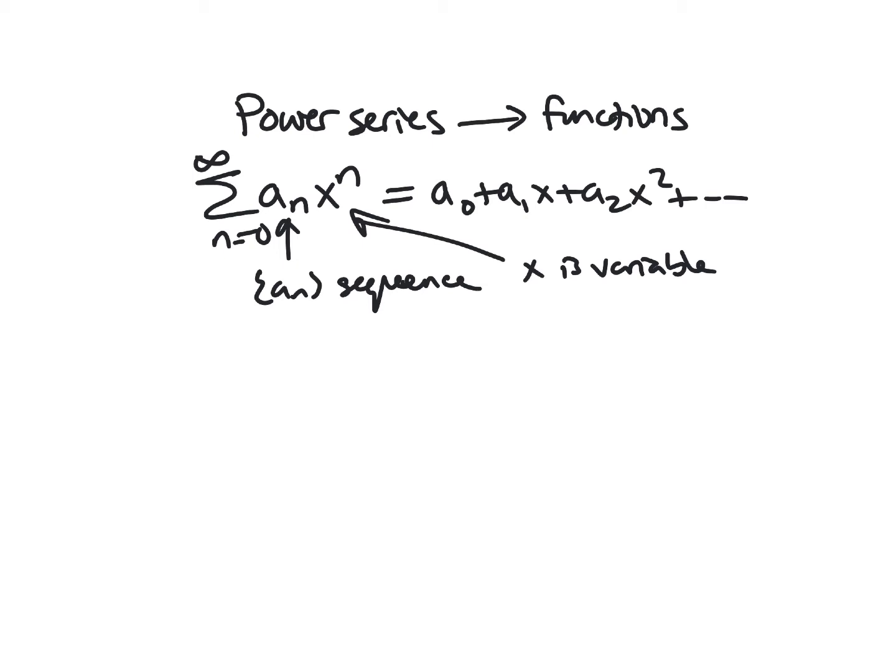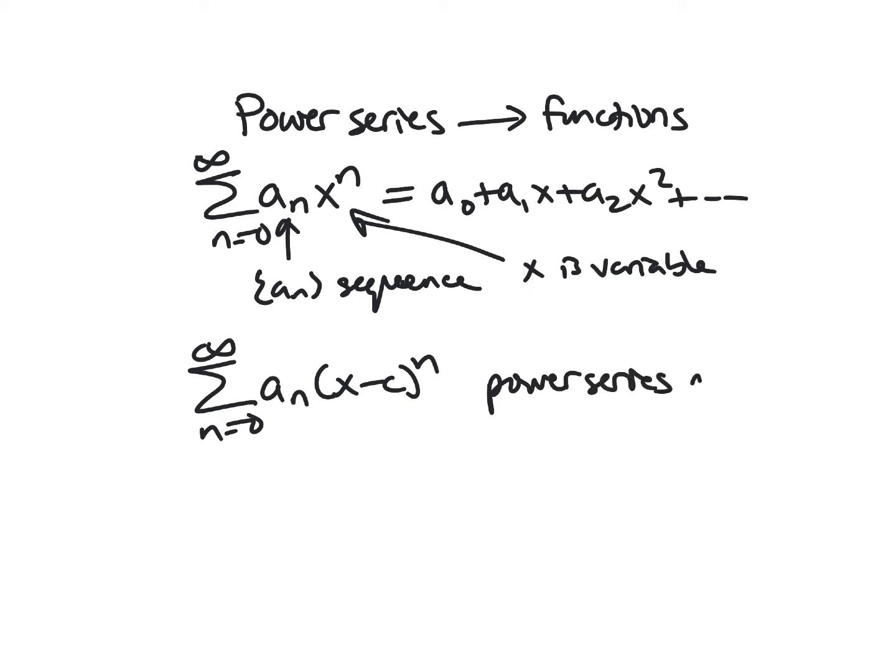So more generally, power series are not always of this form. The general form will be an times x minus c to the n. And we call this the power series centered at c. We'll talk about why we say the word centered in a little bit when we talk about convergence.